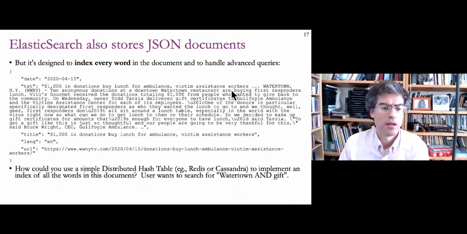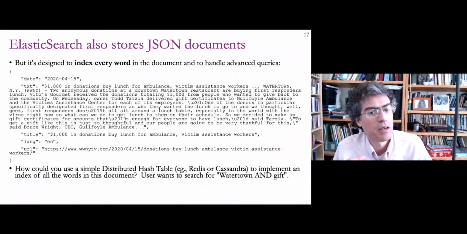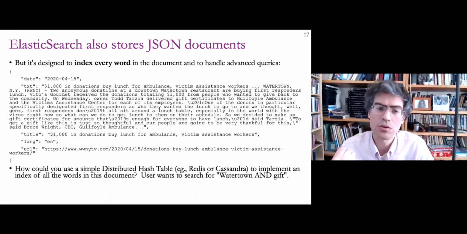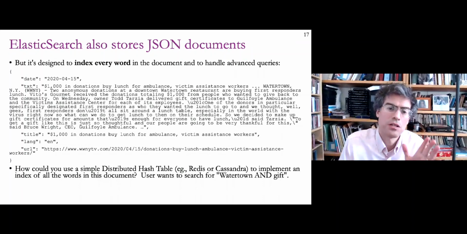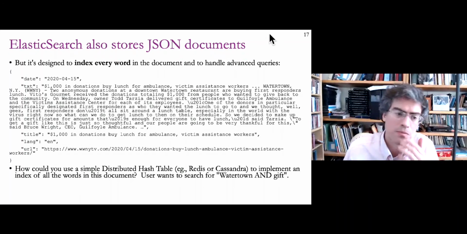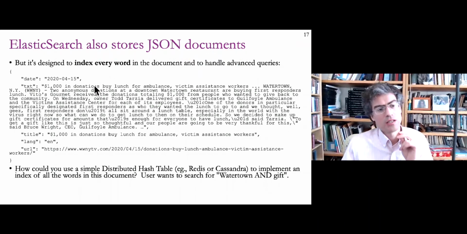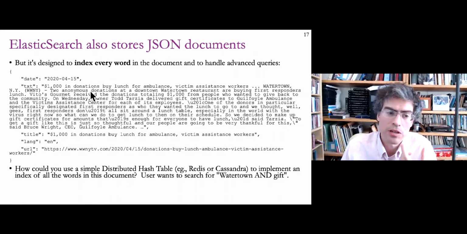The second kind of database I want to talk about is Elasticsearch, an example of a search engine. It's actually pretty similar to Mongo in the sense that it also stores JSON documents. But the difference is in the way it indexes. Instead of just having one primary key to index, it's designed to index every word in the document and to handle advanced queries on those words.